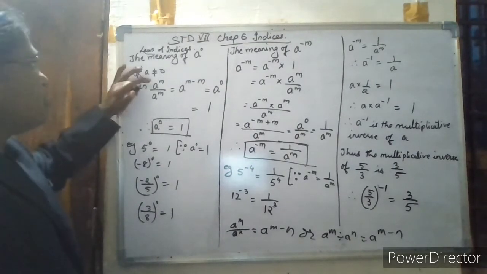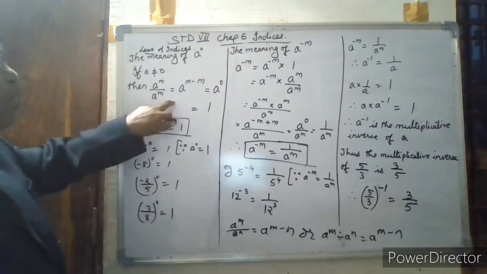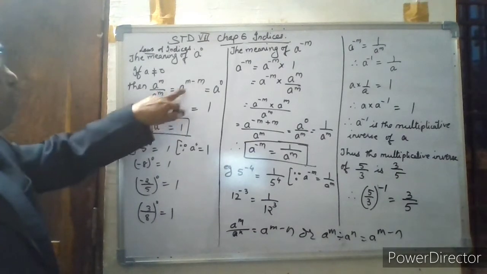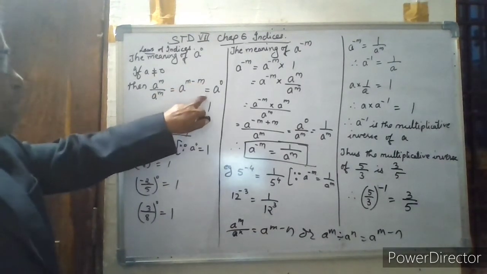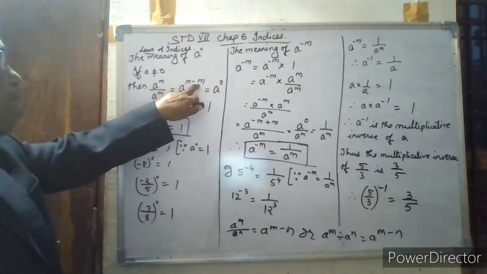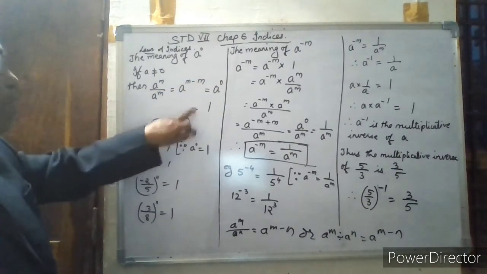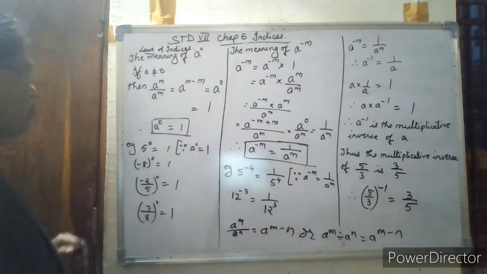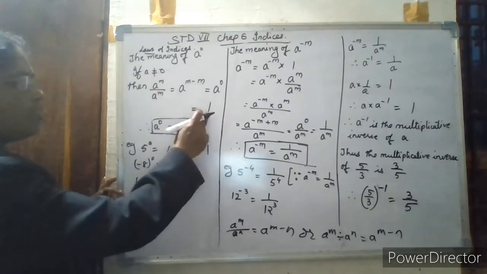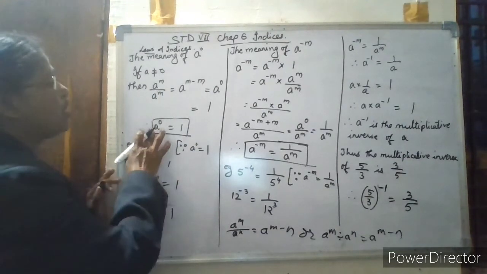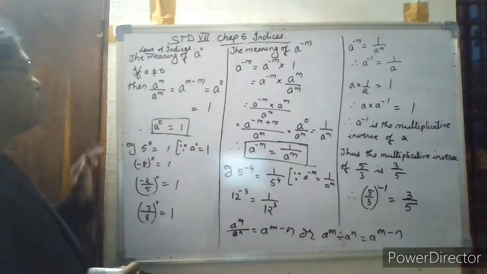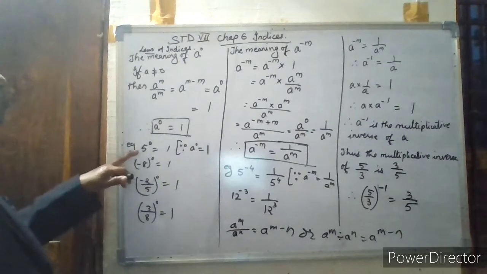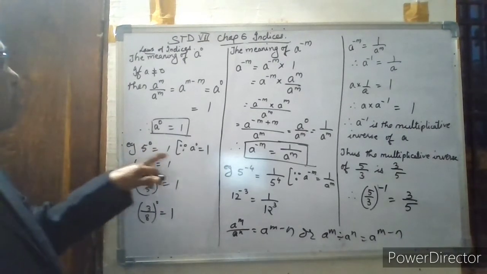So, this a raised to m upon a raised to m will be equal to, according to the law of division of indices, a raised to m minus m, and m minus m is equal to 0. Therefore, any number raised to 0 is always equal to 1. Here also you can cancel and get 1. So a raised to 0 is equal to 1. This is the law. According to this law, 5 raised to 0, for example, is equal to 1.